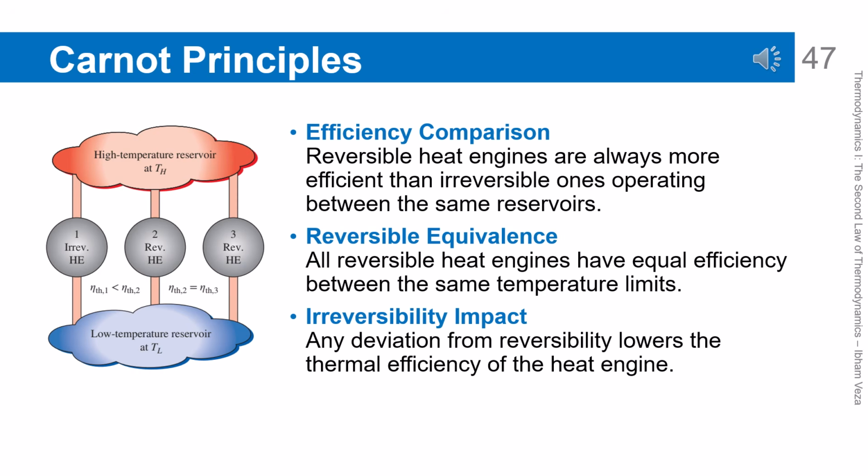Carnot principles. A reversible heat engine is always more efficient than an irreversible one, operating between the same reservoirs. All reversible heat engines operating between the same two temperatures have the same efficiency. Any deviation from reversibility will reduce efficiency. This principle provides an absolute upper limit for all real engines. That is why Carnot is used as the reference standard.